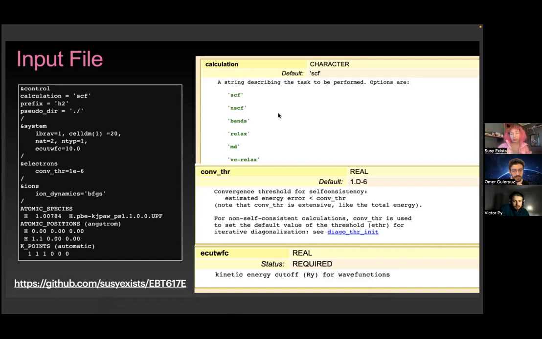The thing on the right is just the manual of Quantum Espresso. In Quantum Espresso, we can do a lot of calculations like self-consistent, non-self-consistent, band calculations, or relaxation calculations, and we can even do molecular dynamics in the system. So there's a huge manual that one needs to read before starting any calculations.